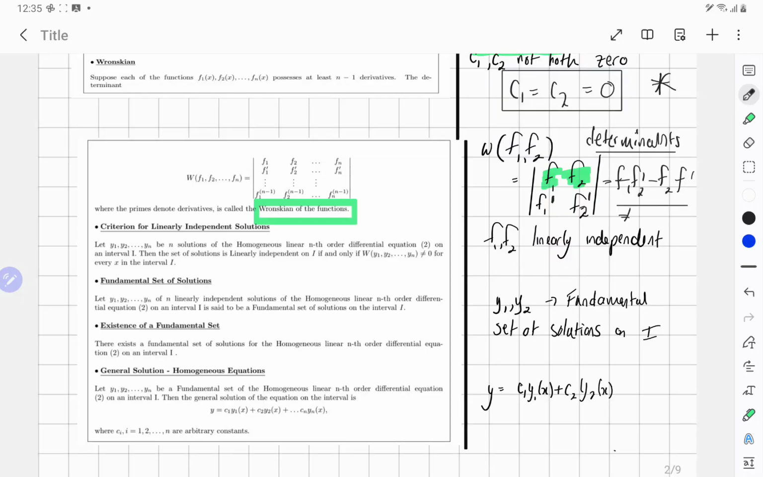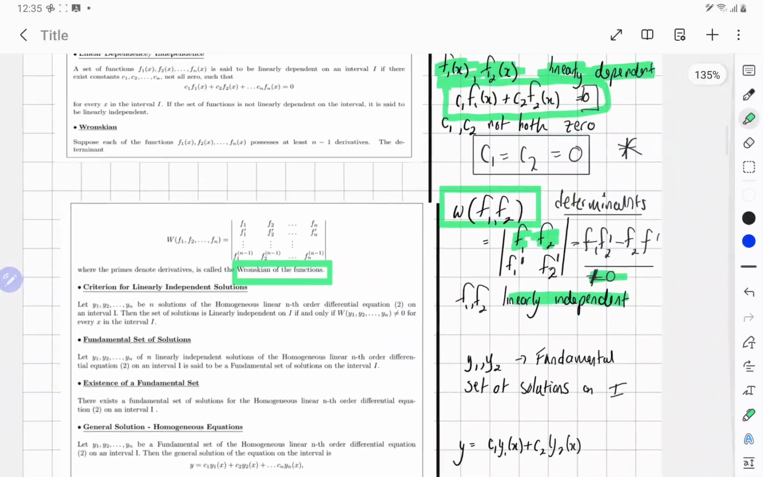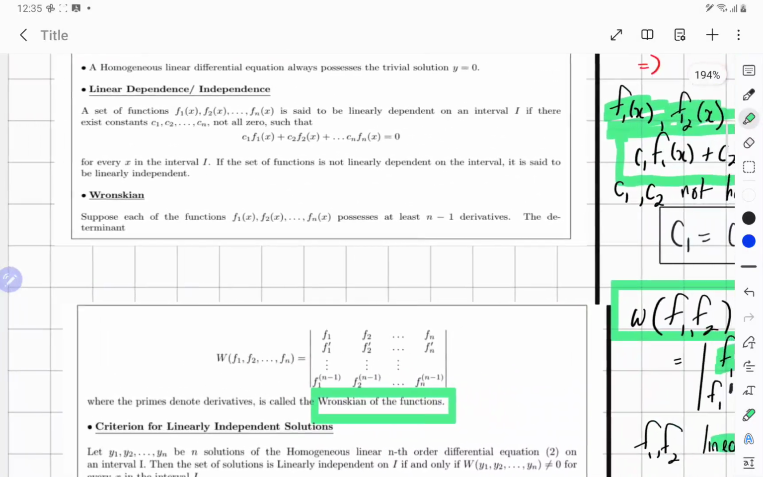If that answer, the Wronskian, and that's how we indicate that we are doing the Wronskian, is not 0, the two functions are linearly independent. So let's go to the equivalent for nth order.